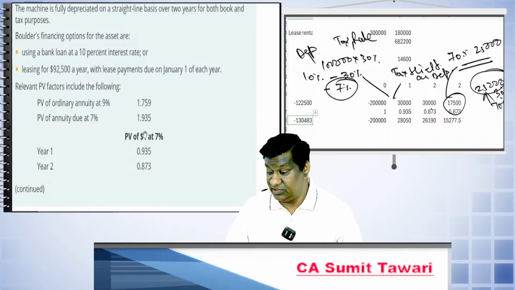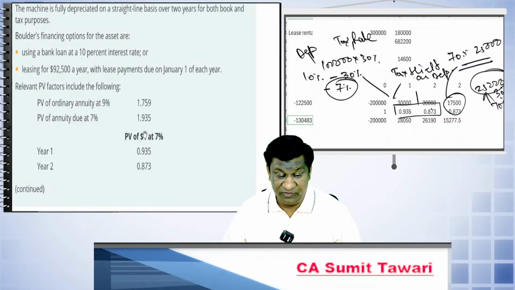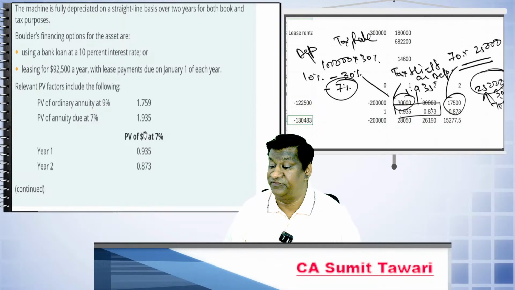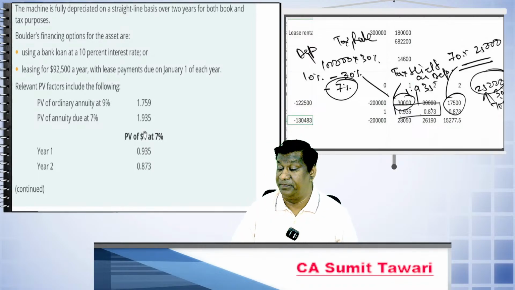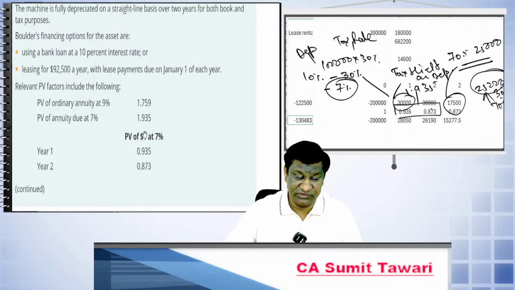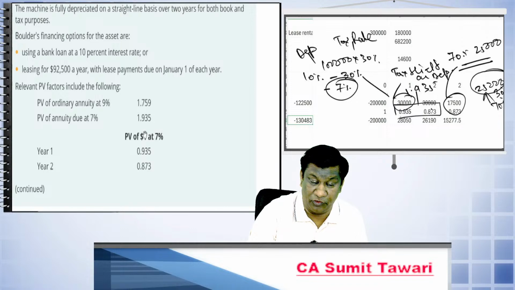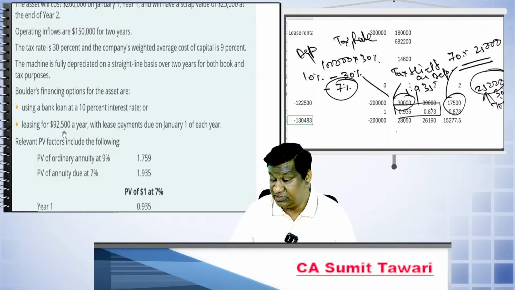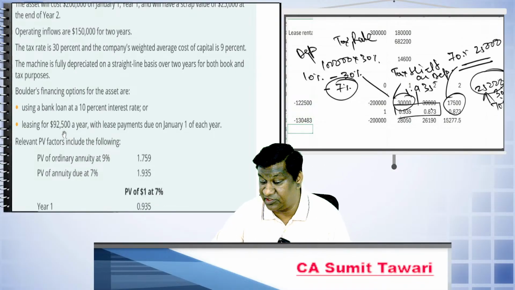Okay, so see, if you add together, that amount is basically the 1.935. In that situation, 30,000 multiplied by 1.935, that's what you need to do. But here I plotted individually, so that's why I applied the individual rate. So this is 130,483. Okay, if I consider on a lease basis, my outflow per year is 92,500, 92,500.